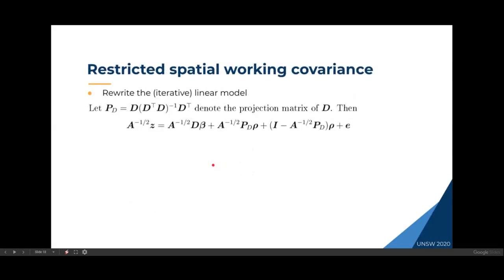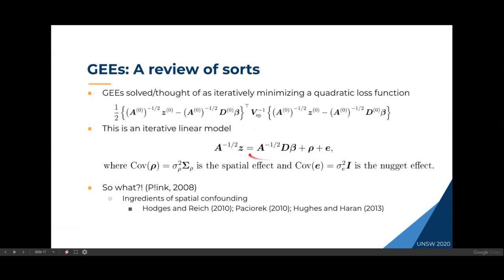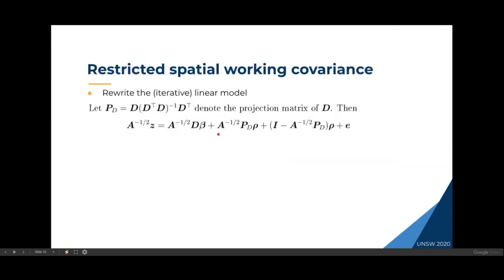To understand what spatial confounding really means, at least in the GE context, it comes down to basically rewriting the working linear model. So we're going to let PD denote a projection matrix formed from D. Then I'm going to take this working linear model and add and subtract on the right-hand side. I'm going to add A minus a half PD rho, and then subtract A minus a half PD rho. Then I factorize out the A minus a half D for the first two quantities to end up with this.